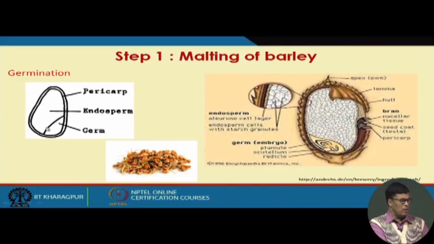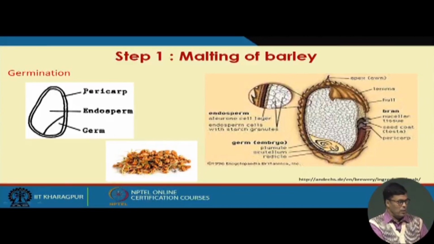You can see that we have the pericarp, then the endosperm, and the germ. Actually the germination takes place here. When the germination reaches three-fourths of the length of the kernel, only then do you stop the germination process. How do you stop the germination process? You just dry it, so the germination will be stopped.